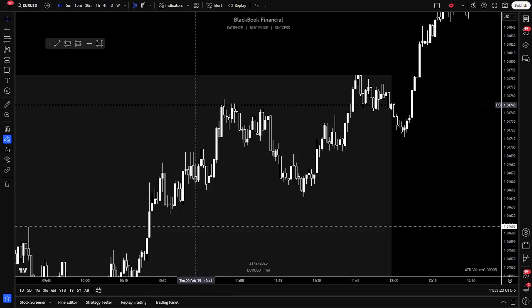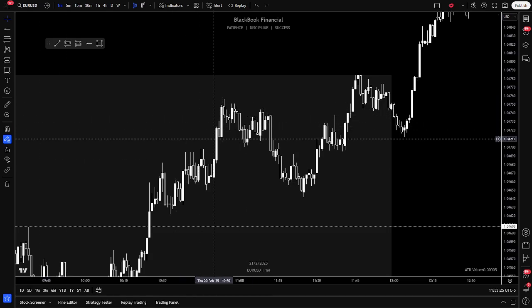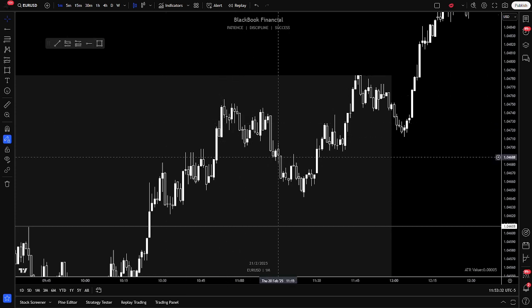Lot size and risk management. This is a big one. This is almost the most important one. But how do we actually apply this to our trading to assure that we stay within proper risk management profiles?